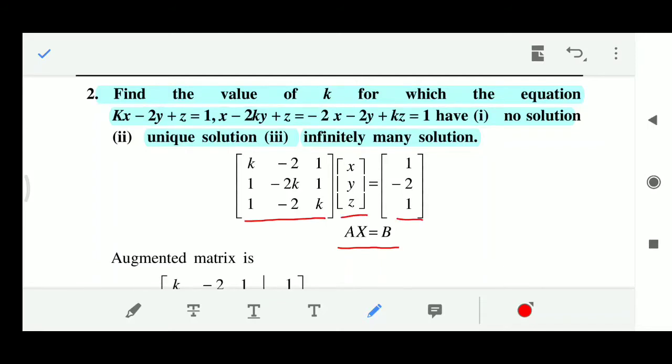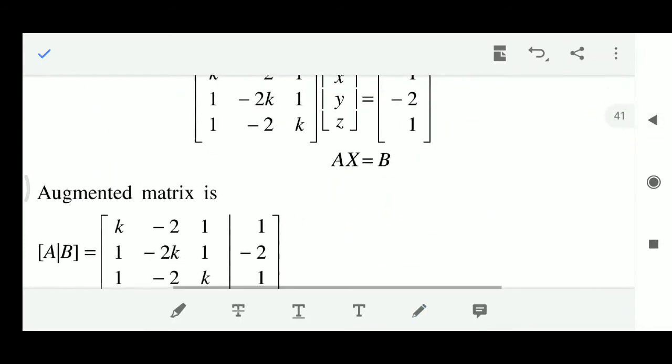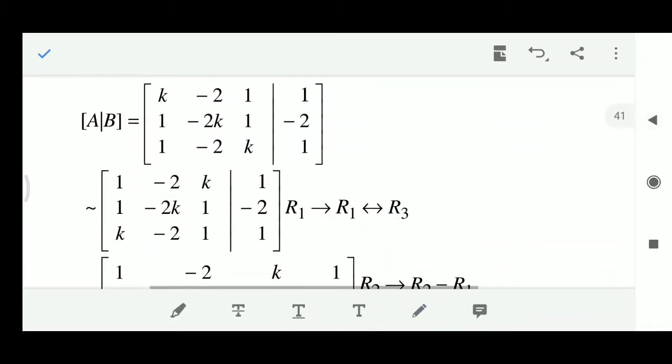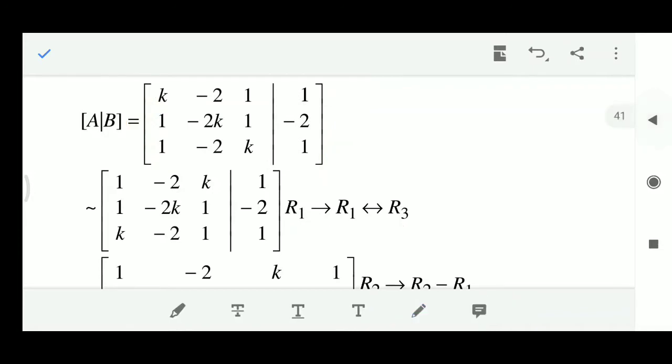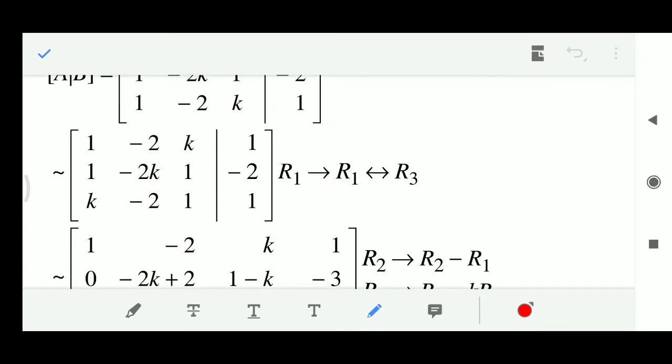First we are going to write the given equations in AX equal to B form. Then you have to write this A and B in the augmented matrix, that is A slash B, equal to [k, minus 2, 1 | 1; 1, minus 2k, 1 | minus 2; 1, minus 2, k | 1]. Then the first element should be 1, so for that I am going to interchange R1 with R3 and I get the equivalent matrix as [1, minus 2, k | 1; 1, minus 2k, 1 | minus 2; k, minus 2, 1 | 1].